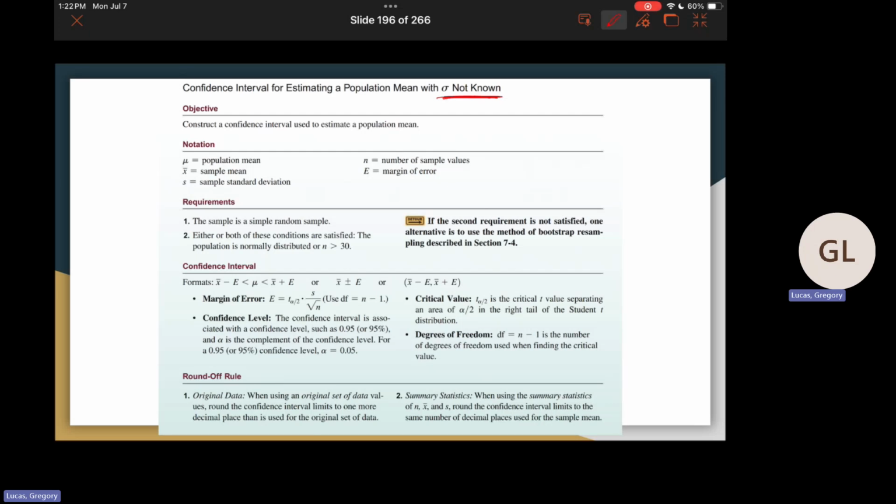We have also what is called the round-off rule. For the original data, when using an original set of data values, round the confidence interval limits to one more decimal place than is used for the original data set. For summary statistics, when using the summary statistics of n, x bar, and s, round the confidence interval limits to the same number of decimal places used for the sample mean. So just a little bit of notation and rounding there.